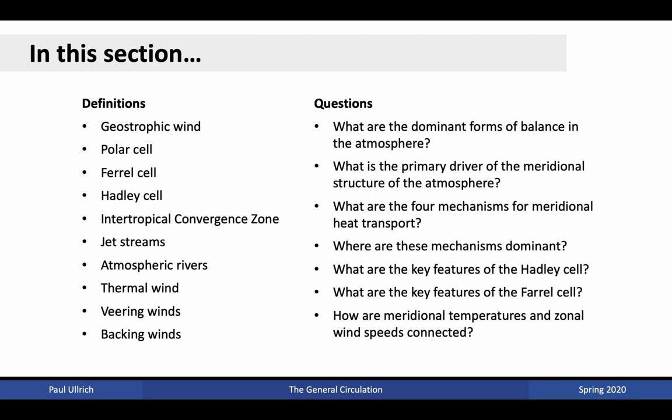The definitions we'll learn in this section include geostrophic wind, polar cell, Ferrel cell, Hadley cell, intertropical convergence zone, jet streams, atmospheric rivers, thermal wind, veering winds, and backing winds.